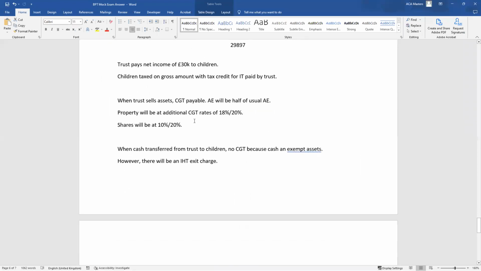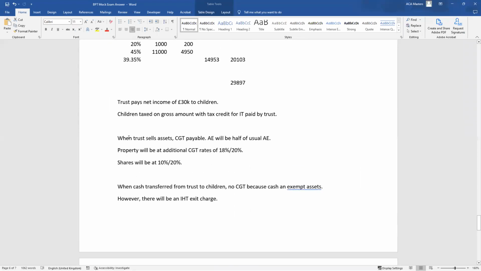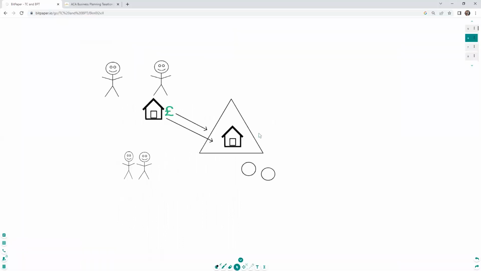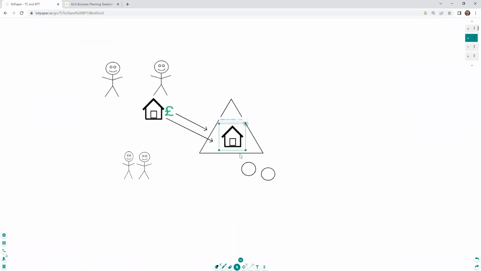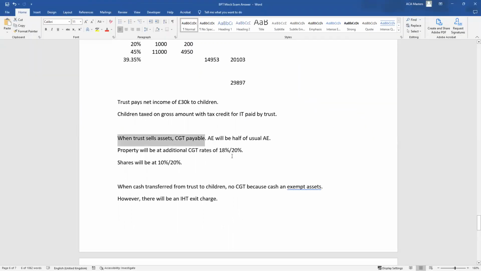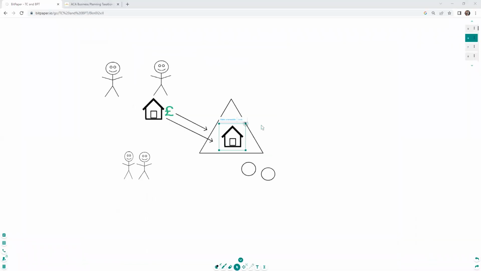And then we had the exit plan, if you like, where the trust would sell the assets. So the trust would pay CGT when it sells the assets, whereas when the company was going to sell assets to give the children lumps of cash, that would be corporation tax at 25%. Here, the property is at higher rates, 18 and 28%, but the shares are at 10 and 20%. So actually, that's lower than the corporation tax rates. But the additional rate is obviously higher than the corporation tax rate. So not too much difference there in terms of when the assets are sold by a trust or by a company.